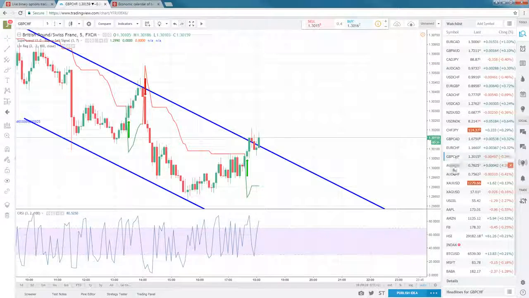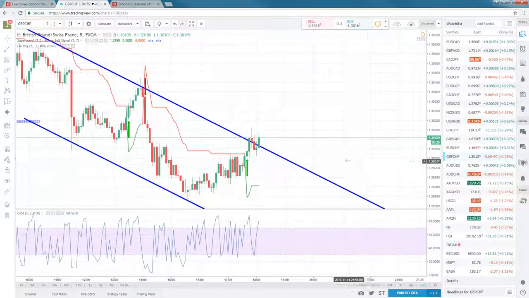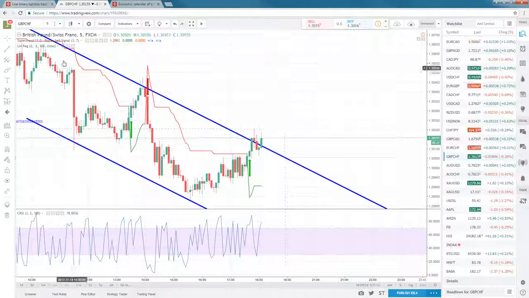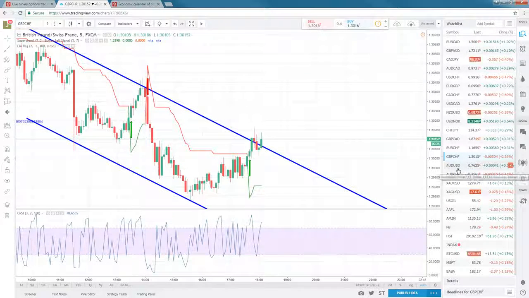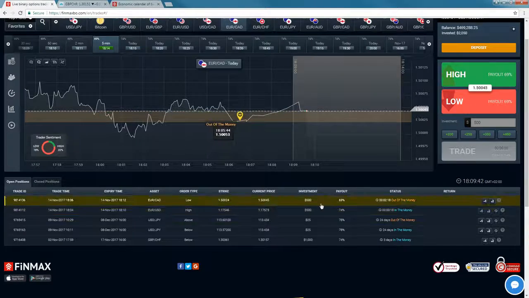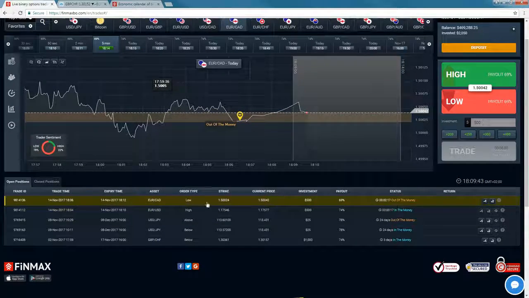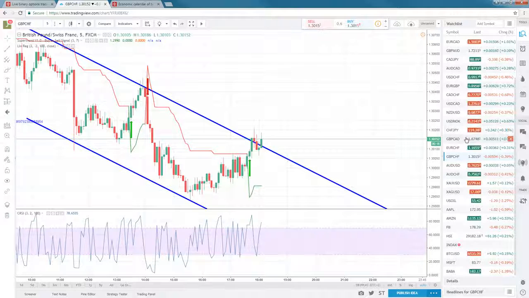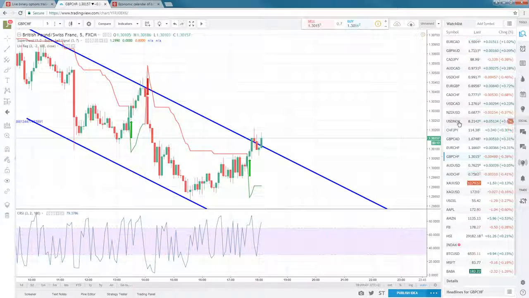Not on Euro, GBP Swiss franc. The situation here is not clear yet. Meanwhile, let's check our trade. We were trading on Euro Canadian. Let's look at what is happening to the chart with the Euro Canadian dollar.